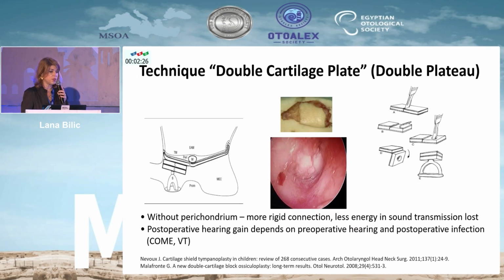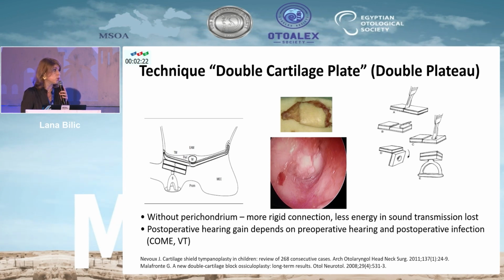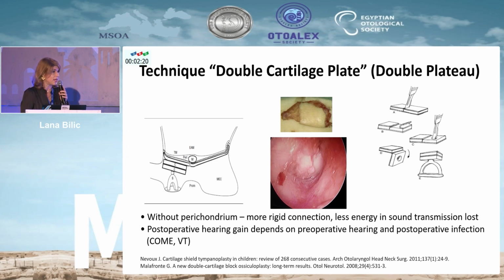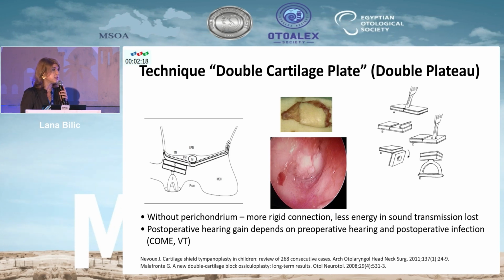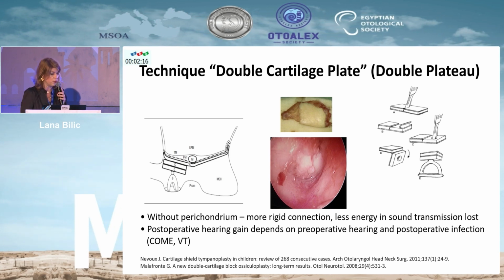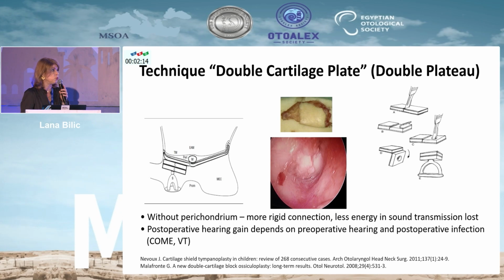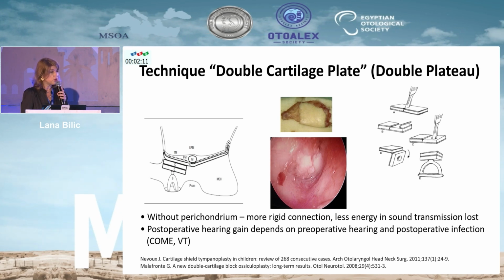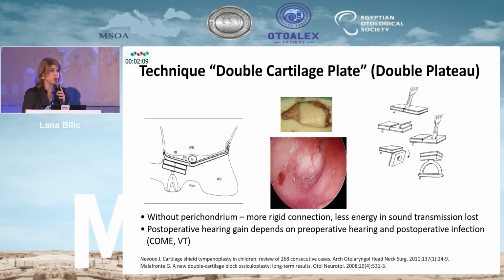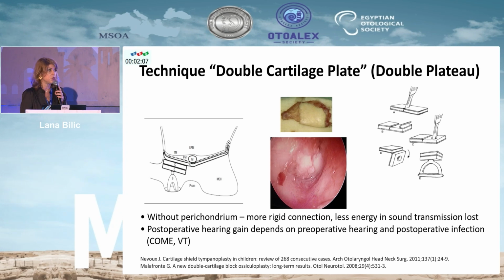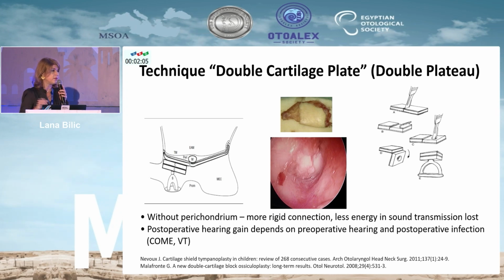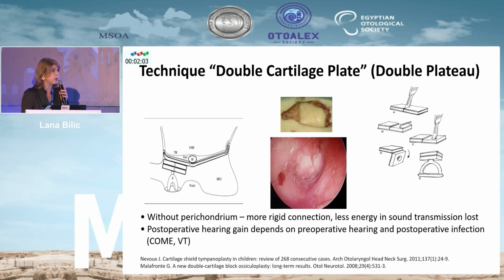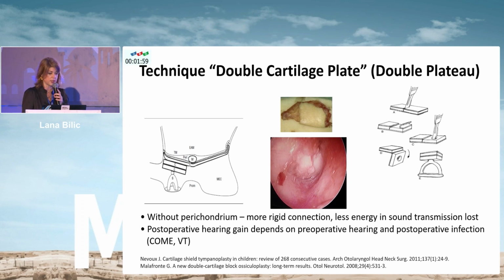As I'm a French student, we started with this technique, the double cartilage plate. So we always perform this shield tympanoplasty. And if we have a missing superstructure of the stapes, then we'll perform this cartilage plate or double plateau, and we usually do it without a perichondrium. As you know, there are some Italian authors that do it with perichondrium to have a better junction with the tympanic membrane, but we do it without, as we think it's a more rigid connection and less energy and sound transmission is lost.